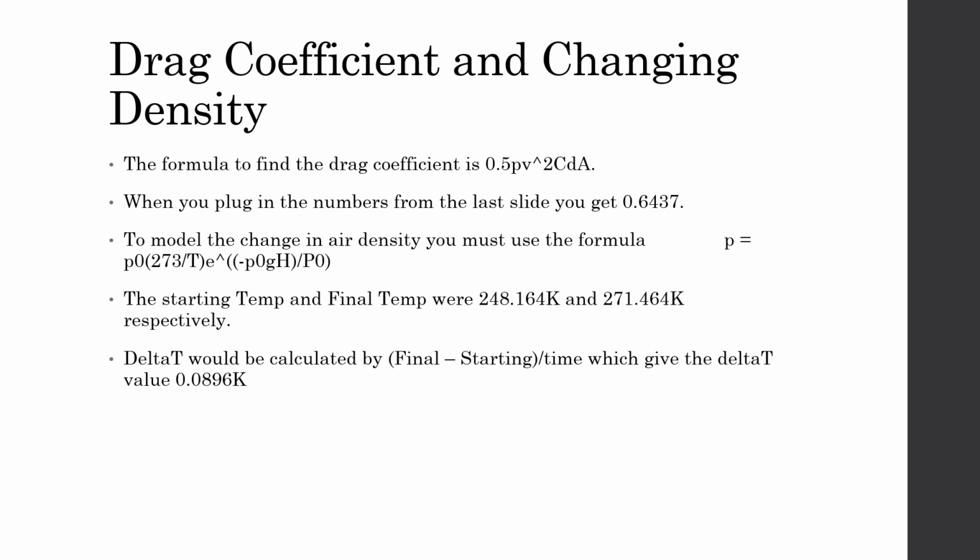The starting temp and final temp were 248.164 and 271.464 Kelvin, respectively. Delta T, or the change in temperature, is just calculated by subtracting the final temperature minus the starting, and then dividing it by the entire free fall time, which gives the delta T value of 0.0896 Kelvin.